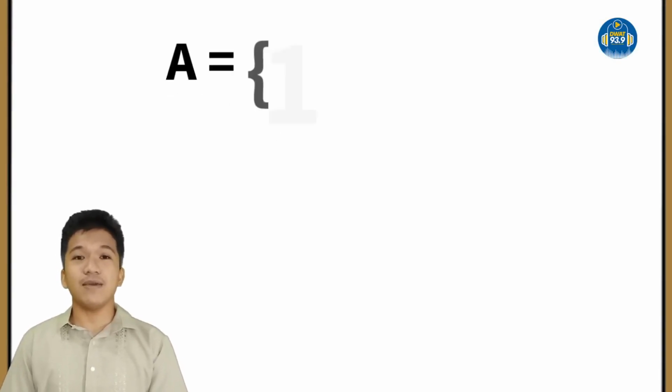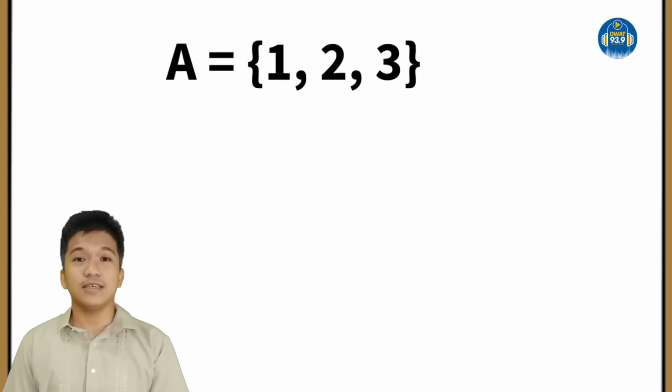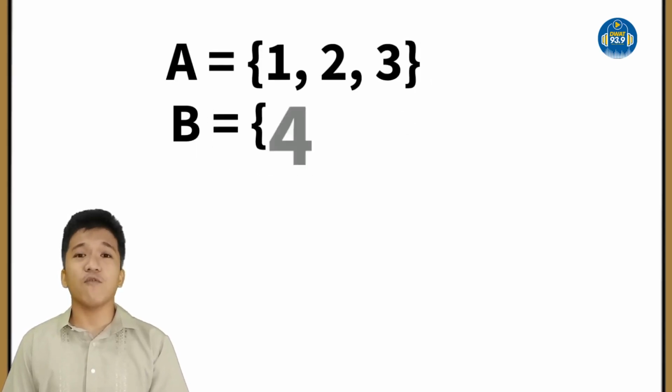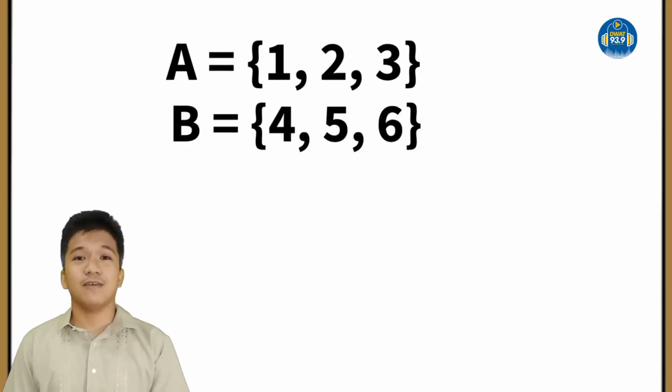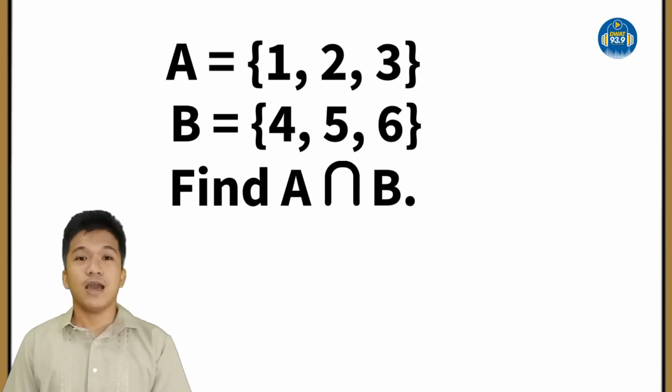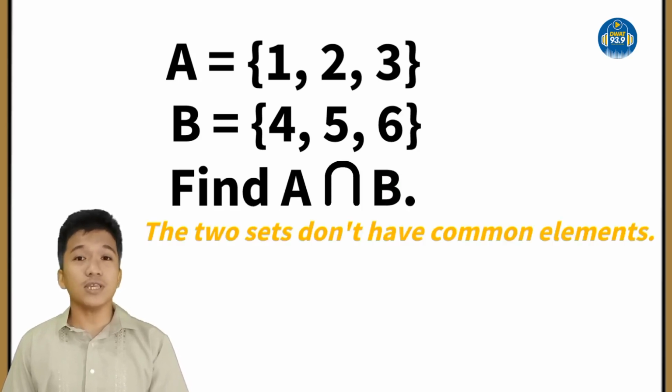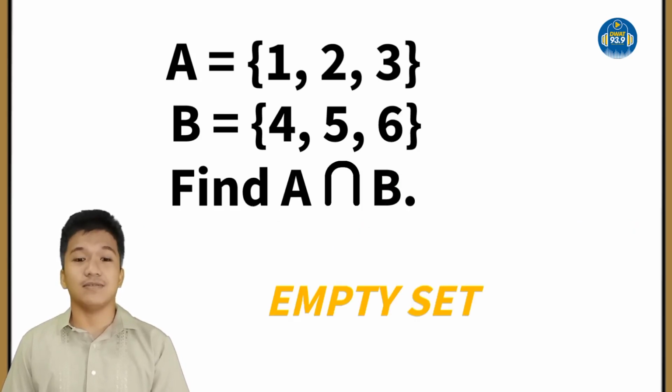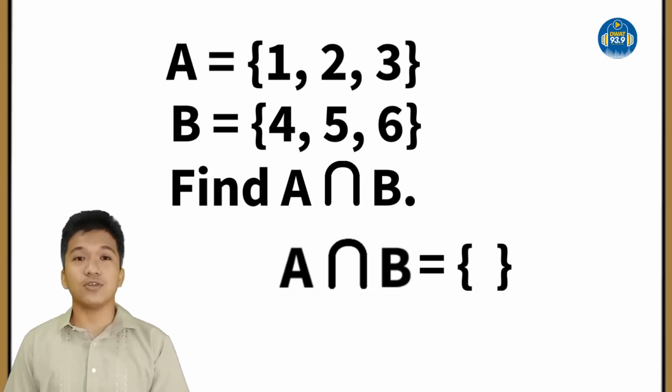Let's take examples that we did a while back. Set A with the elements 1, 2, 3, and set B with the elements 4, 5, 6. Find A intersection B. As you can see, the two sets don't have common elements. It is an empty set. Then we can write it as A intersection B is equal to open and close braces, or A intersection B is equal to null set symbol.